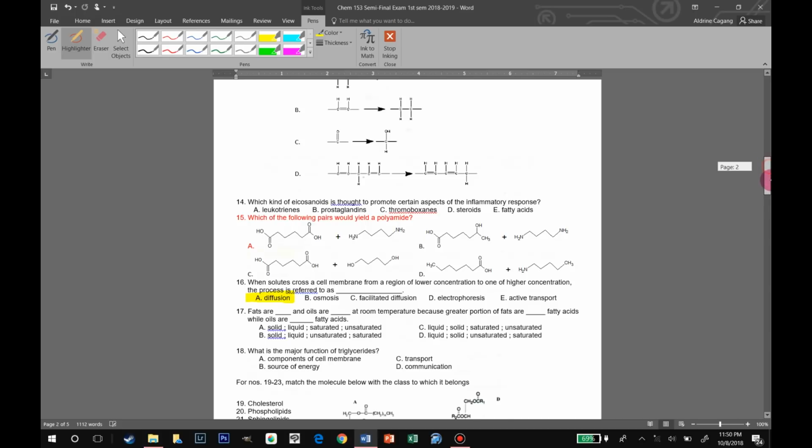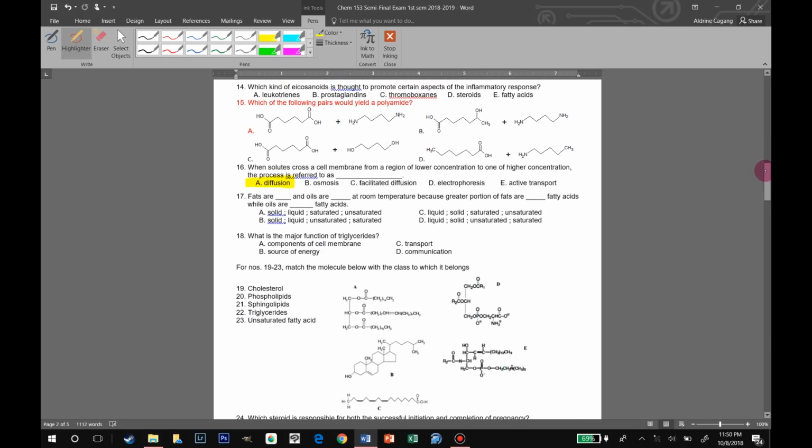So the transport of your materials from a region of high... oh, wait, sorry. Okay, that was actually a trick. Pay attention to the terminologies used. You have from a region of lower concentration to a region of higher concentration. That is actually the opposite of diffusion. So that is going to be the opposite of diffusion, which is active transport. If you're going to go against the gradient from low to high, so active transport.